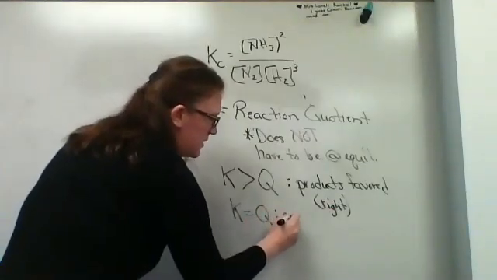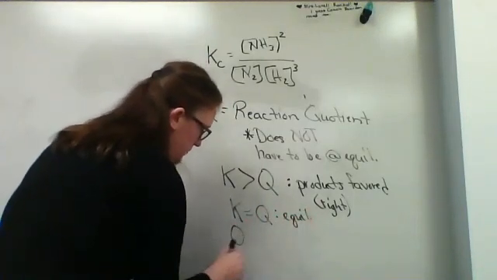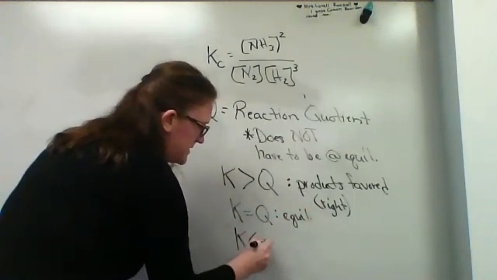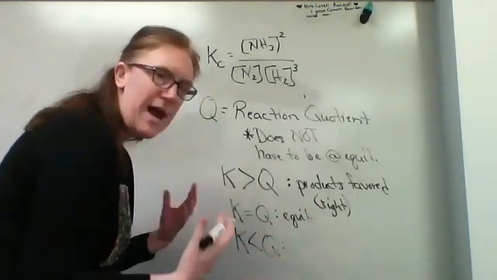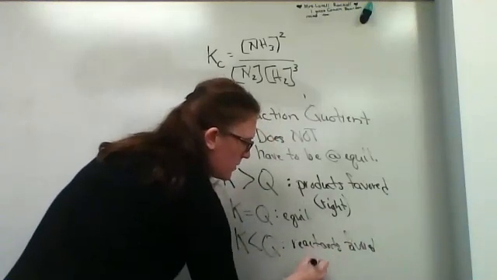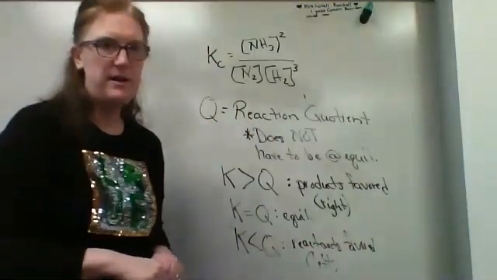If K is equal to Q, then that means it's at equilibrium, right? And then if K is less than Q, then the reactants get favored. So the reactants get favored, or in other words, it's going to shift back to the left. Okay, it's going to shift back to the left.